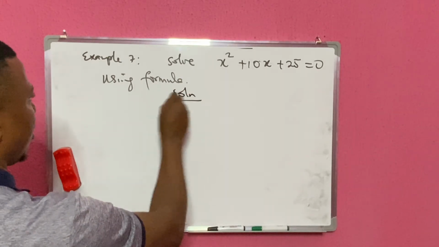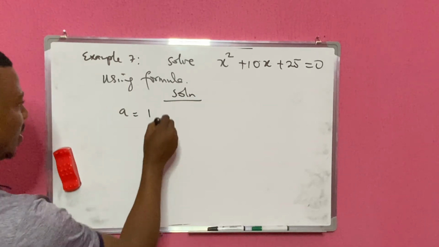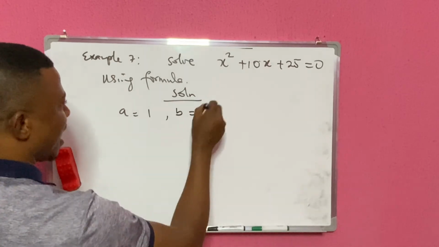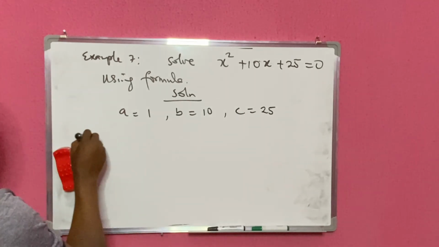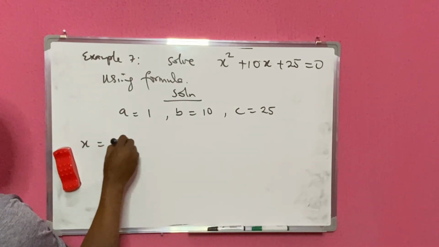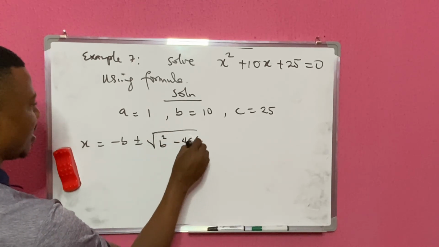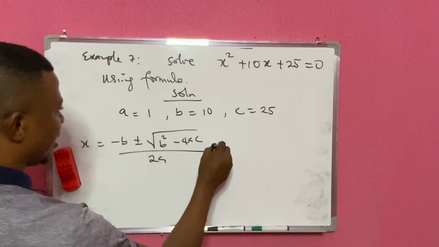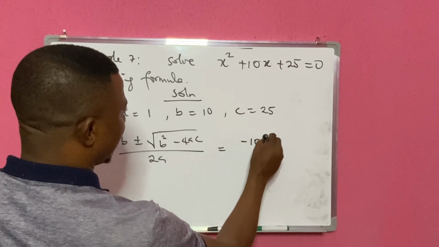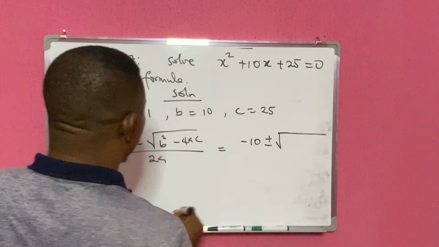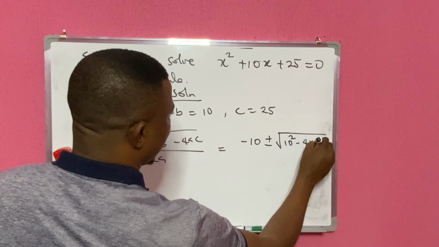Solution. What is your a? The coefficient of x squared, that is 1. What is your b? The coefficient of x, that is 10. What is your c? 25. x is equal to minus b plus or minus root b squared minus 4ac all over 2a. This implies that what is b? b is 10. What is a? 1. What is c? 25.